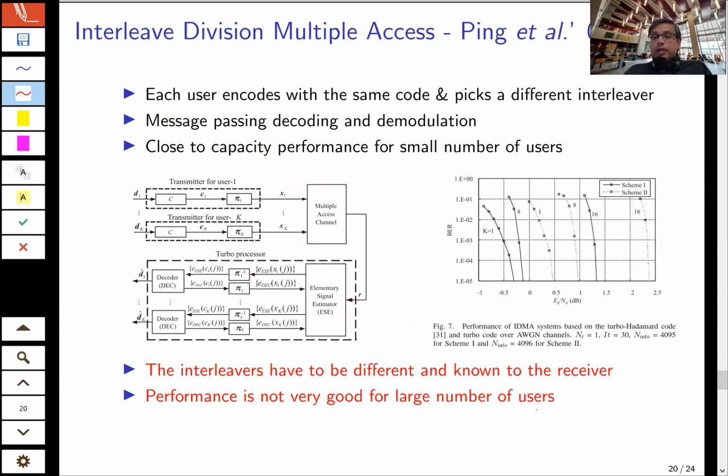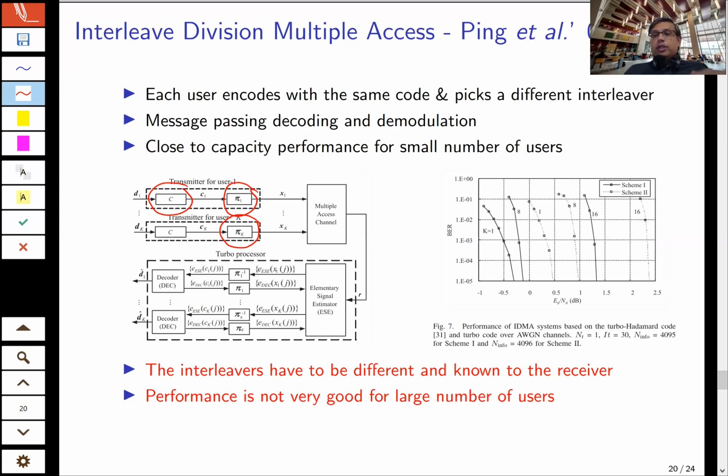Another coding scheme that has been quite popular is interleave division multiple access. In this case, each user encodes their information with a codebook, or they choose the same code for all the users, but we use a different interleaver to interleave the coded outputs of each user. And then you can use an iterative decoder to do the decoding.